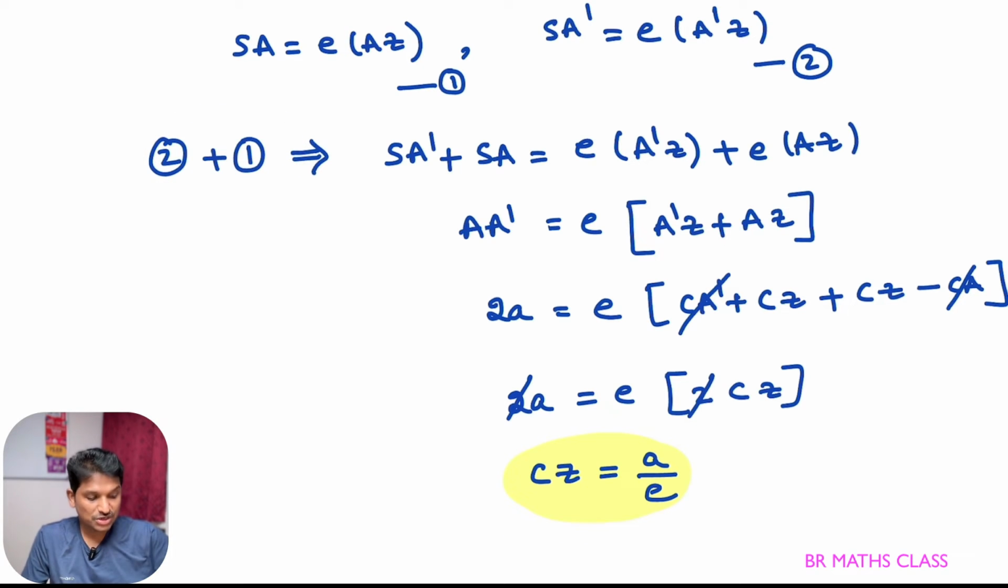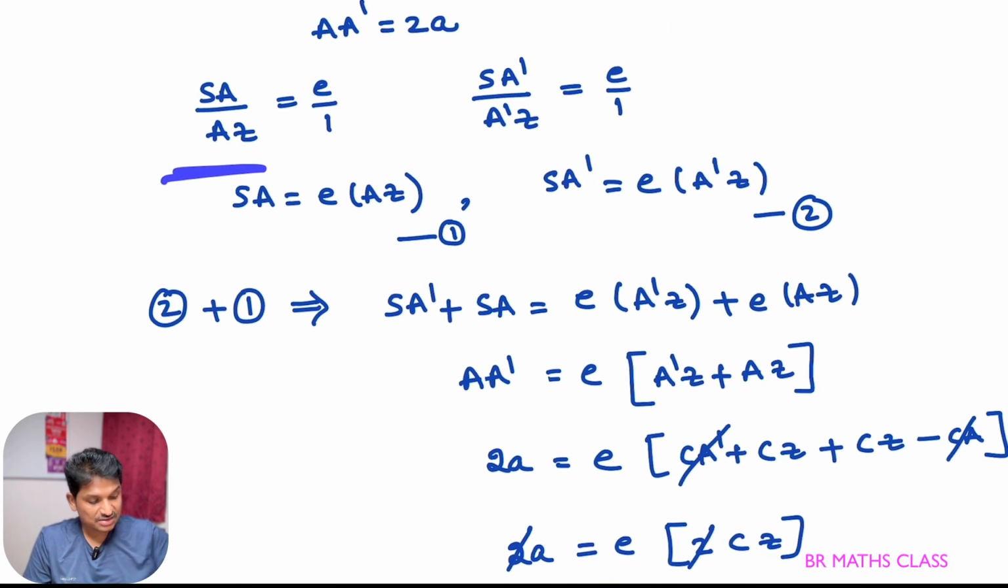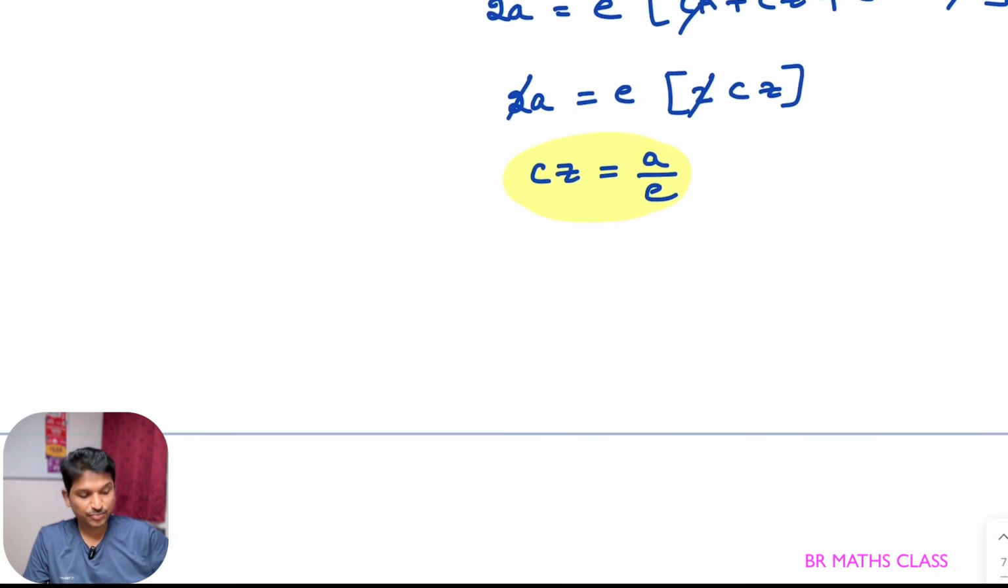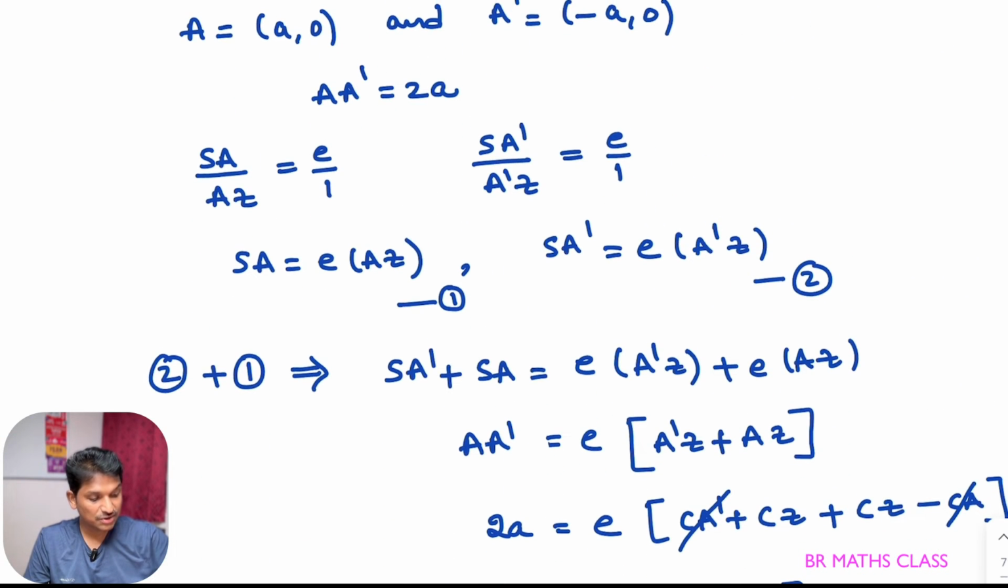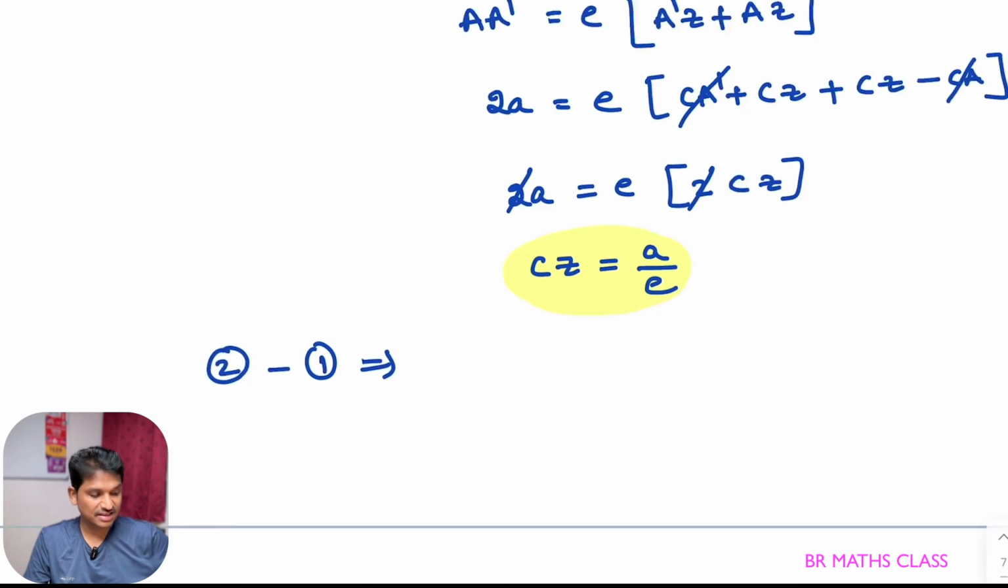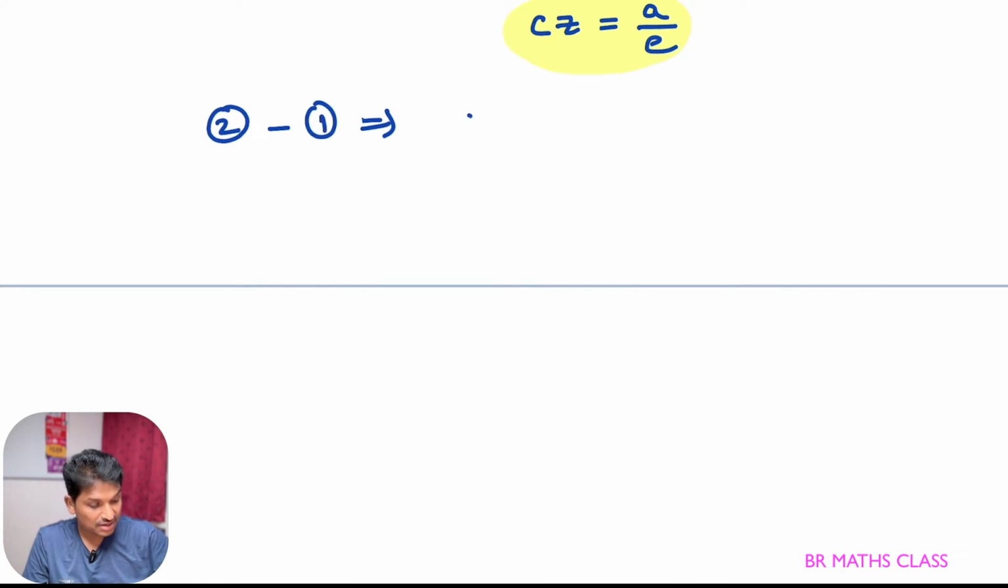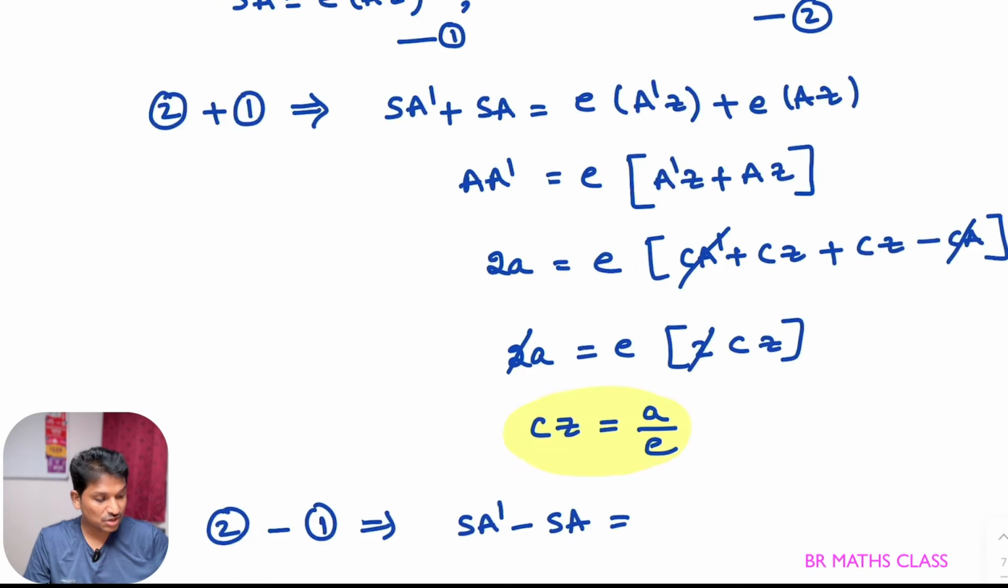Now equation 2 minus equation 1, I'll get CS. I said the second part starts from here. In the second part we get SA', two equations. We'll add equation 2 and equation 1, and we'll subtract equation 2 and equation 1. When we add, we got CZ. Now you subtract equation 2 minus equation 1. Left hand side, what do you get when we subtract? SA' minus SA. Right hand side, what will you get?